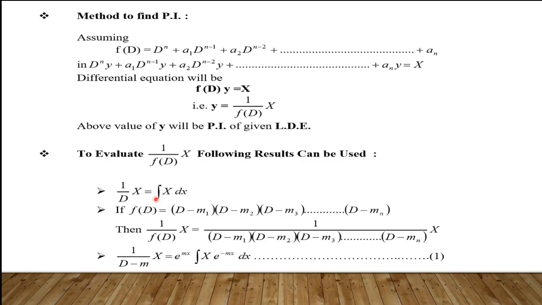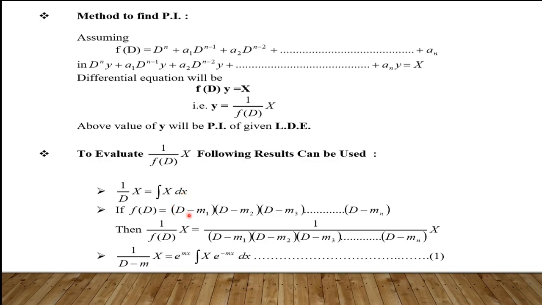What role does it play? It plays the role of integration. The inverse operator plays the role of integration. D square is nothing but d2 by dx square. So 1 upon D square will be the double integral of this particular term. That means we have to integrate the integrand twice with respect to x.